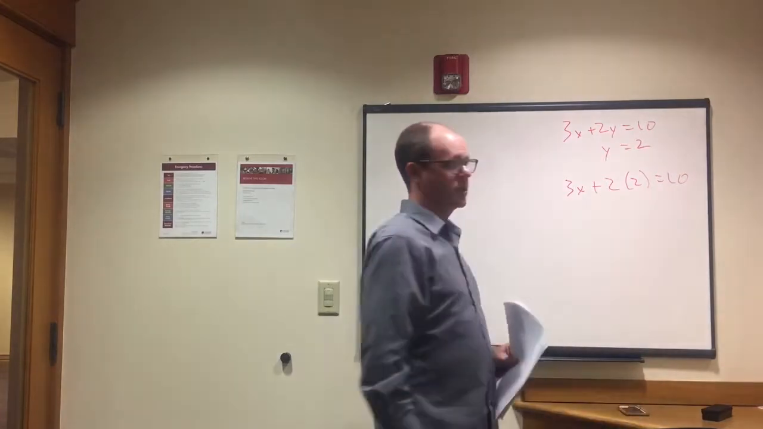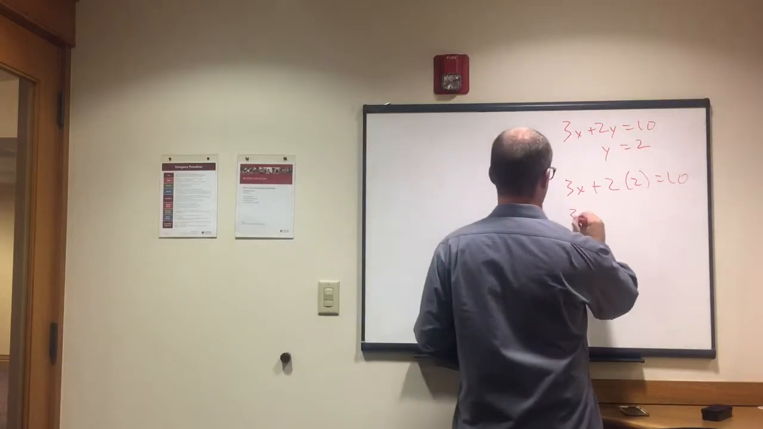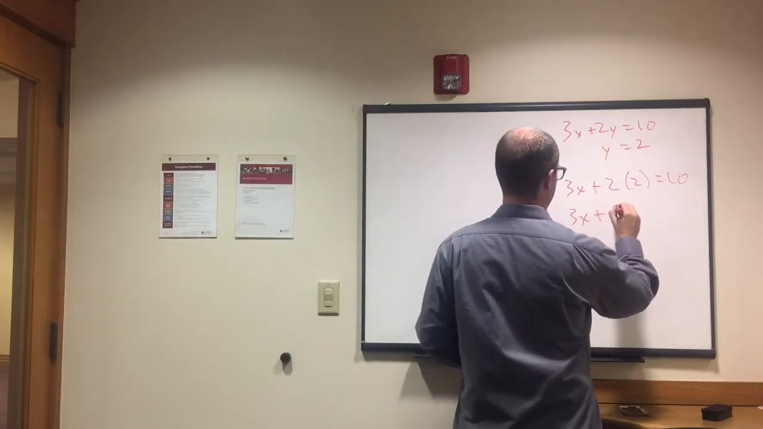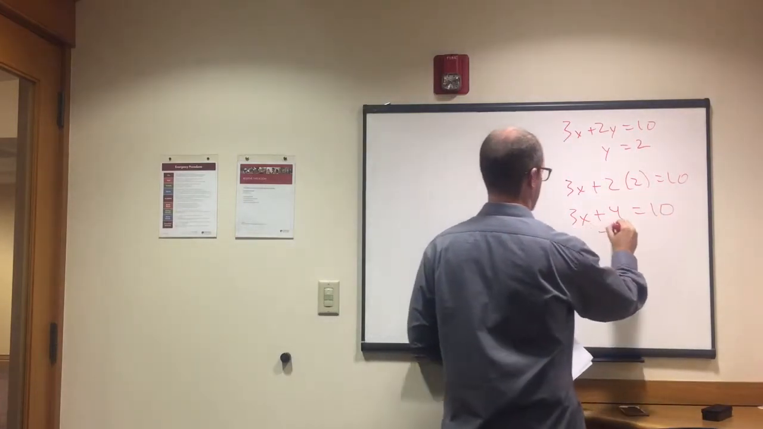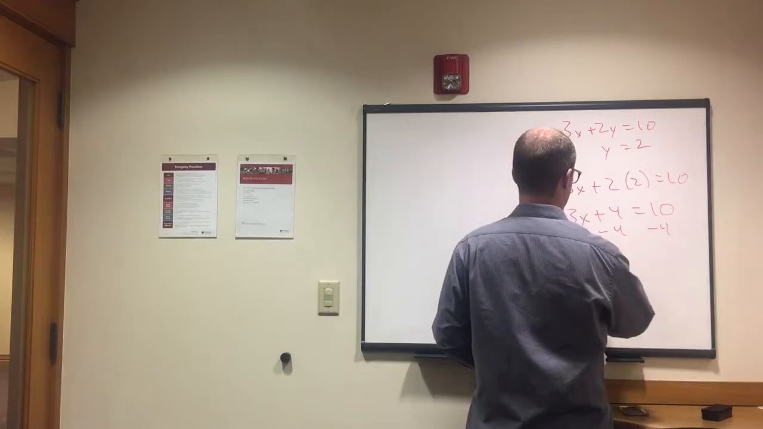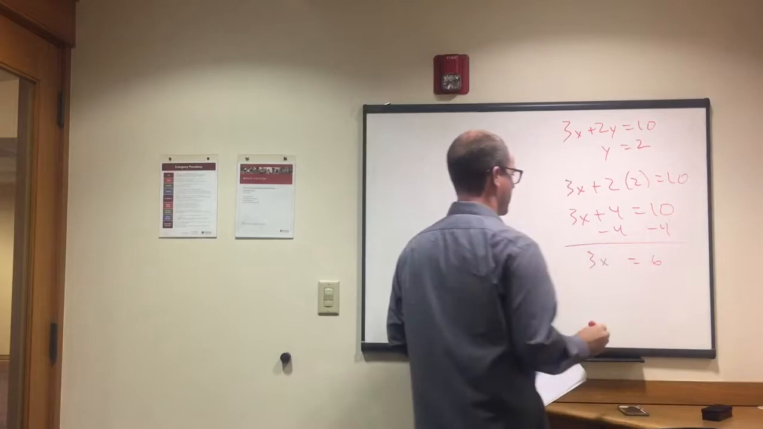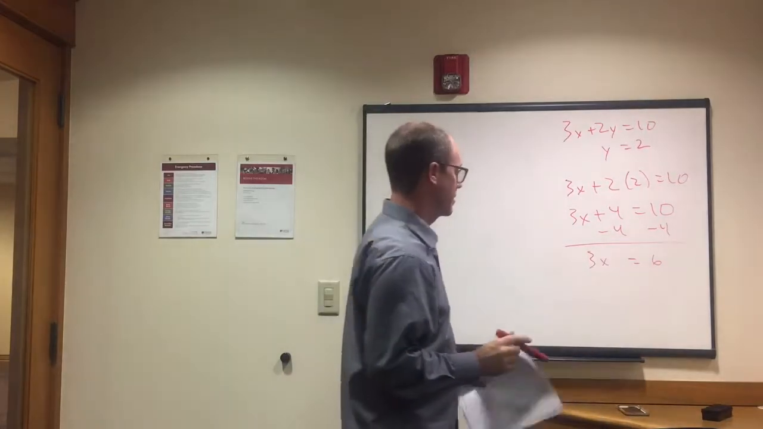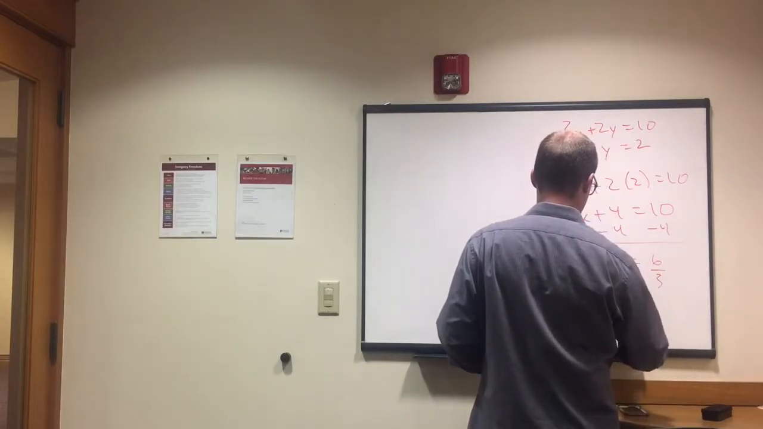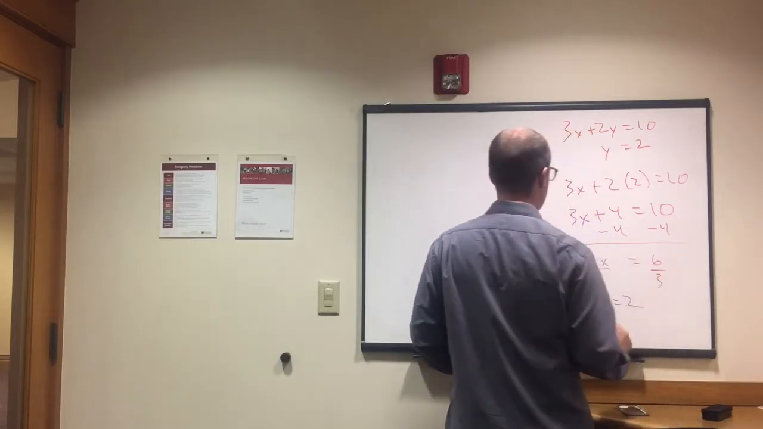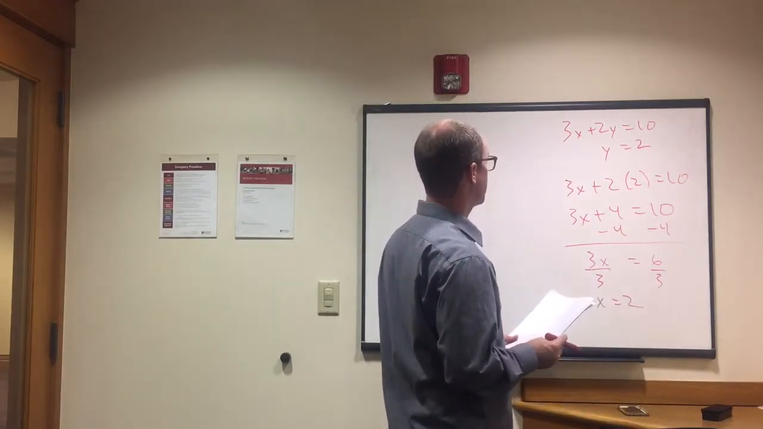equals 10. Now just some simple multiplying. 2 times 2 is 4, equals 10. Get x by itself. 3x equals 6. 10 minus 4 is 6. Divided by 3, x is 2.